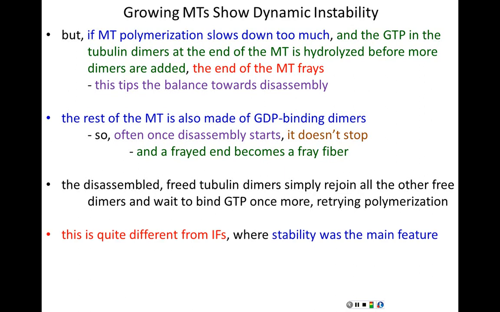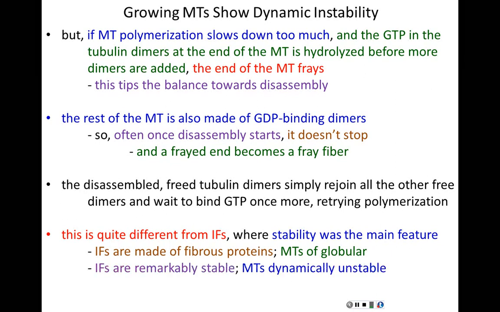All of this that we just described, this idea of dynamic instability, is quite different from intermediate filaments. The main feature of intermediate filaments was strength and stability. Intermediate filaments don't spontaneously unravel. If you want to disassemble an intermediate filament, you have to actively go ahead and do that. Intermediate filaments are made of fibrous proteins. They are fibrous in their very nature. Microtubules, on the other hand, are globular, and so they more easily disassemble back to their globular subunits. Intermediate filaments are remarkably stable proteins, whereas microtubules are dynamically unstable.